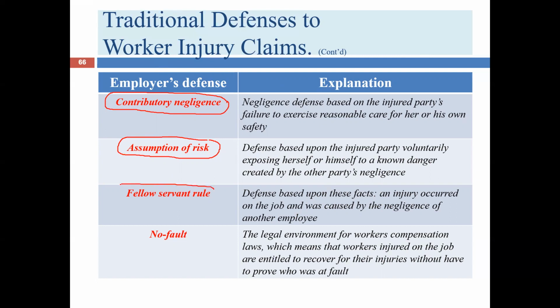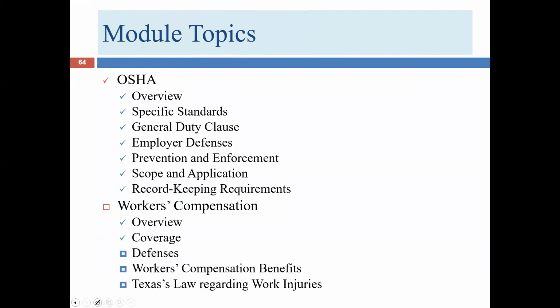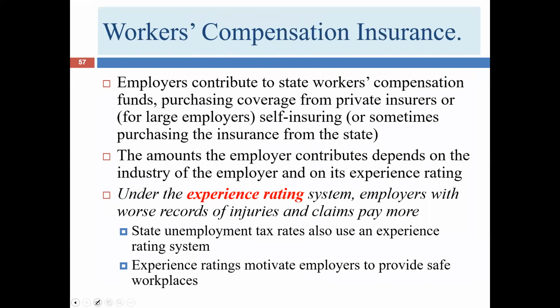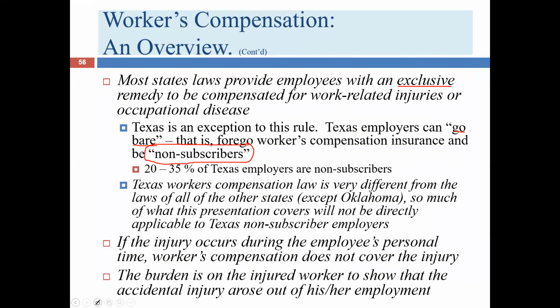So these are some defenses. We'll talk more about no fault later on. So you can see in 1900, it was really difficult for a seriously injured worker to successfully sue the employer. It rarely happened. And so reformers started saying we need to come up with some other system, some way to get these workers money that they need after they're badly injured.